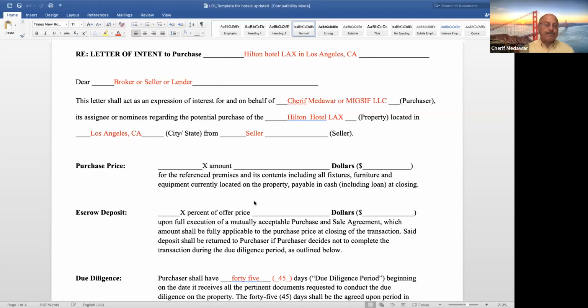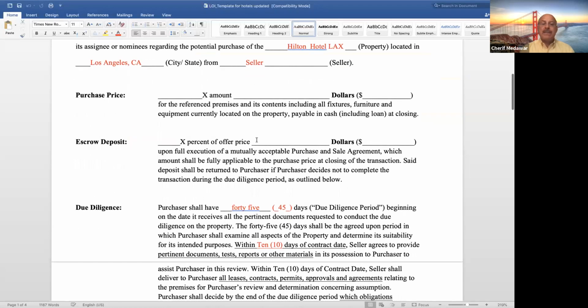So escrow deposit, usually you're going to put a deposit of some sort in escrow, 1 to 3%. It depends what you are able to negotiate with the broker, the banker, etc. on the phone before you write this letter of intent. Usually you want to put the minimum amount possible. It is refundable anyway for a period of time.